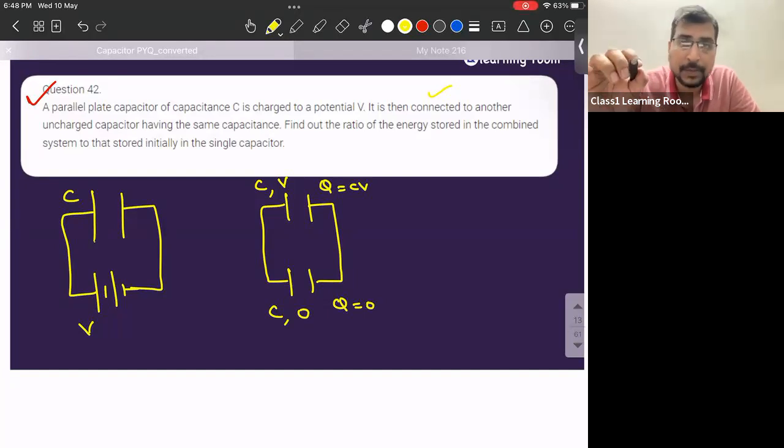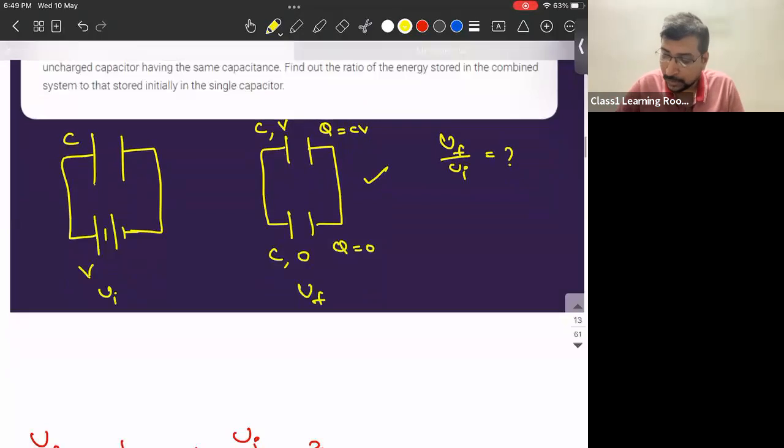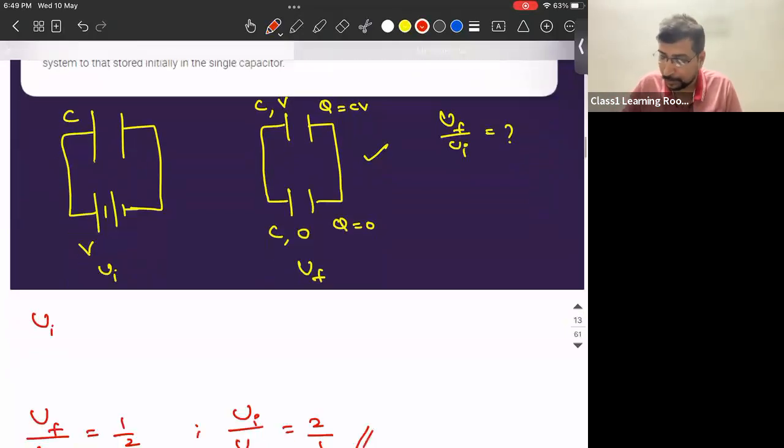Now, what we need to find is the ratio of the energy stored in the combined system to the energy stored initially in the single capacitor. So if I take this to be U final and U initial, according to the question, we are supposed to find the value of U final by U initial. Read the question carefully. Don't make the mistake of taking UI by UF. Now, what is the value of UI? It is very simple.